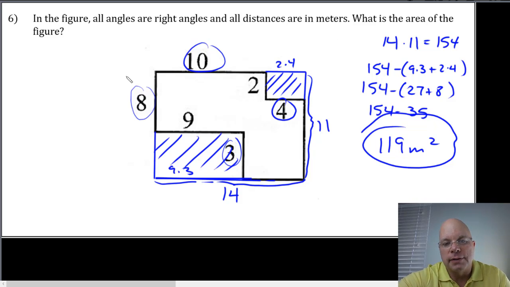I think there are probably, I mean, we looked at 3 ways really quickly. There's probably many. I wouldn't be surprised if there were a dozen or more different ways to find this total area. But in any case, whichever one you use, if you're careful with your dimensions and if you're careful finding the missing dimensions you need, you should get 119 meters squared.